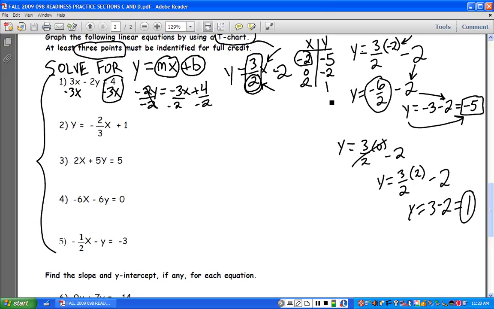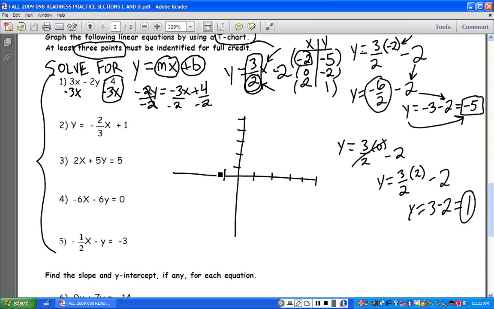Alright, so now we have 3 points. If you notice, that's a point, that's a point, that's a point. So now we can form our graph, and on your test you will actually be given a graph, so it won't be so much of a problem.